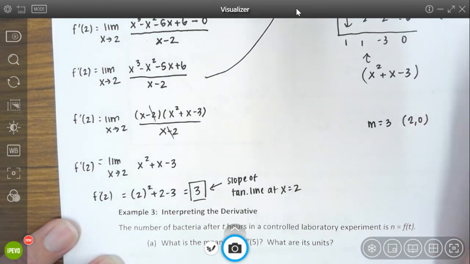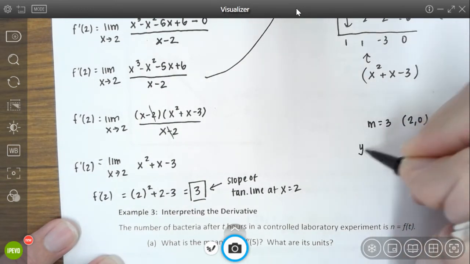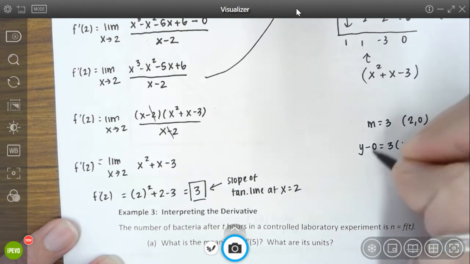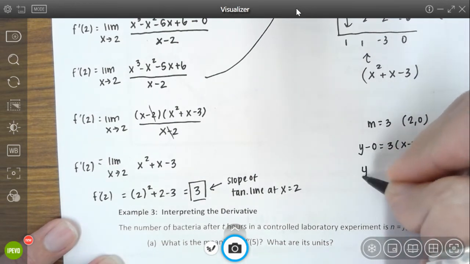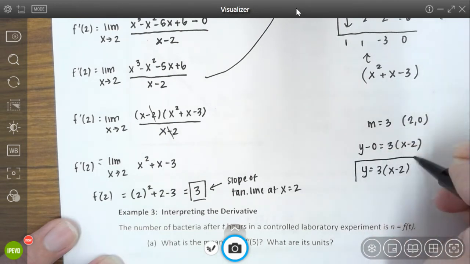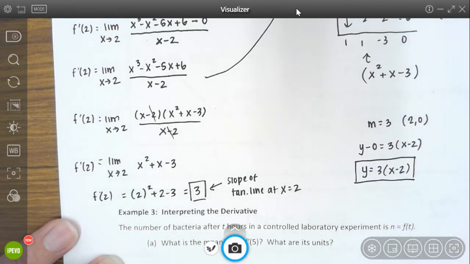I'm going to use my point-slope form. So y minus 0 is equal to 3 times x minus 2. I'm just going to clean that 0 up a little bit. So y is equal to 3 times x minus 2. You can leave it like this. If you want to distribute and make that y is equal to 3x minus 6, that's totally okay.